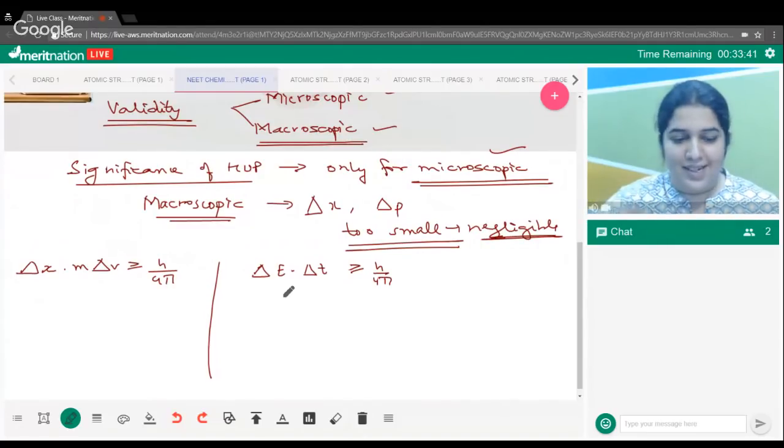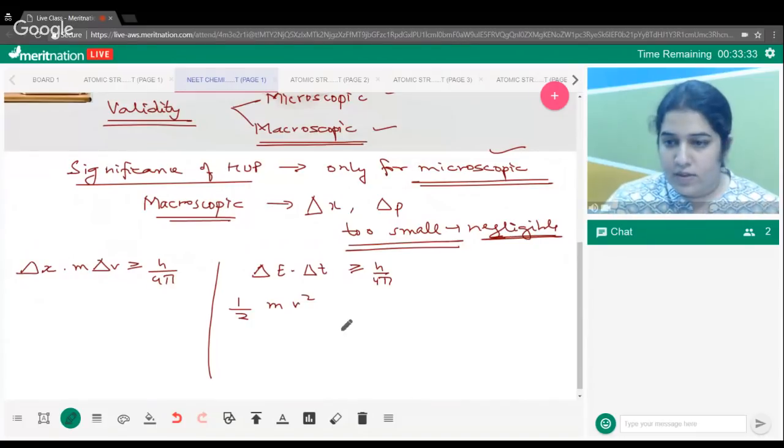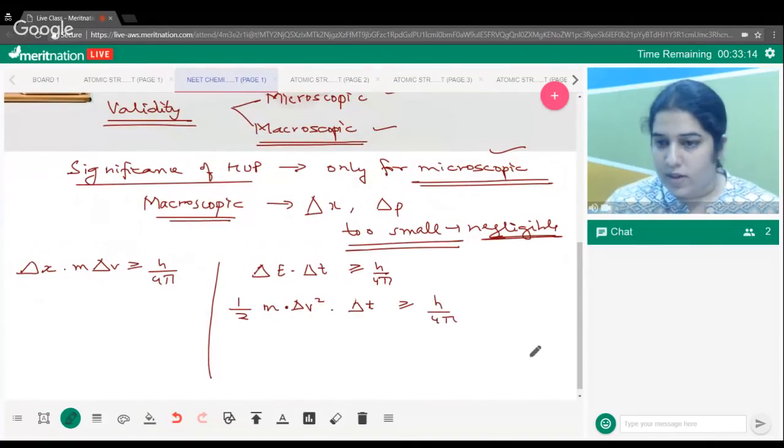Very good, Priya. Particle is in motion. So what do we know? It will possess kinetic energy, and that can be written as half mv square. Now we need to put this uncertainty symbol again. The mass of the electron will be the same, mass of particle will remain constant. So we will have delta V here, right? So we can put here (delta V) square into delta T greater than equal to h upon 4 pi.